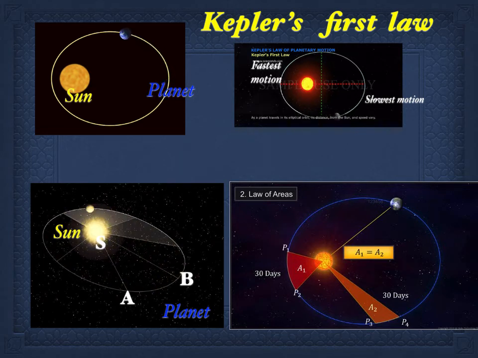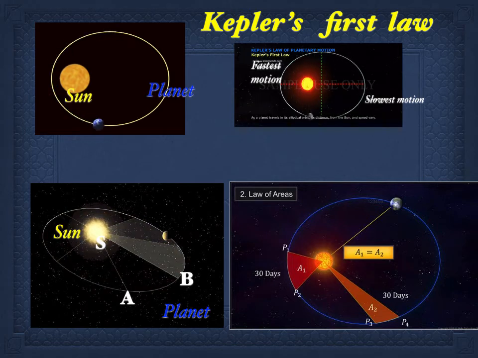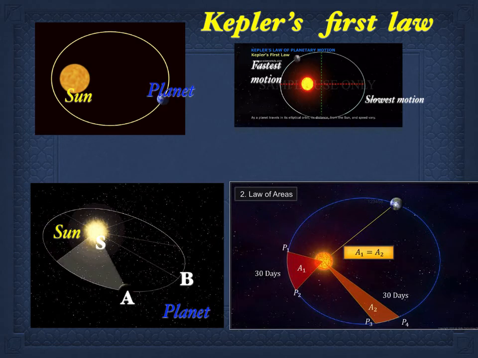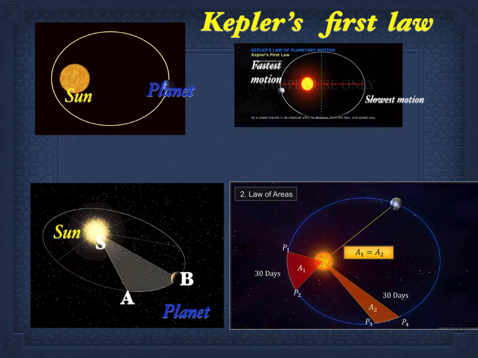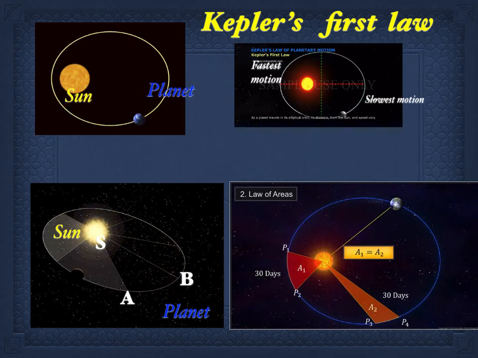Now for the second instance, suppose the planet has reached from P2 to P3. Here we will consider the line joining the sun and the planet to be P3S. Now in 1 month the planet moves from P3 to P4. So it has covered an area P3 S P4.